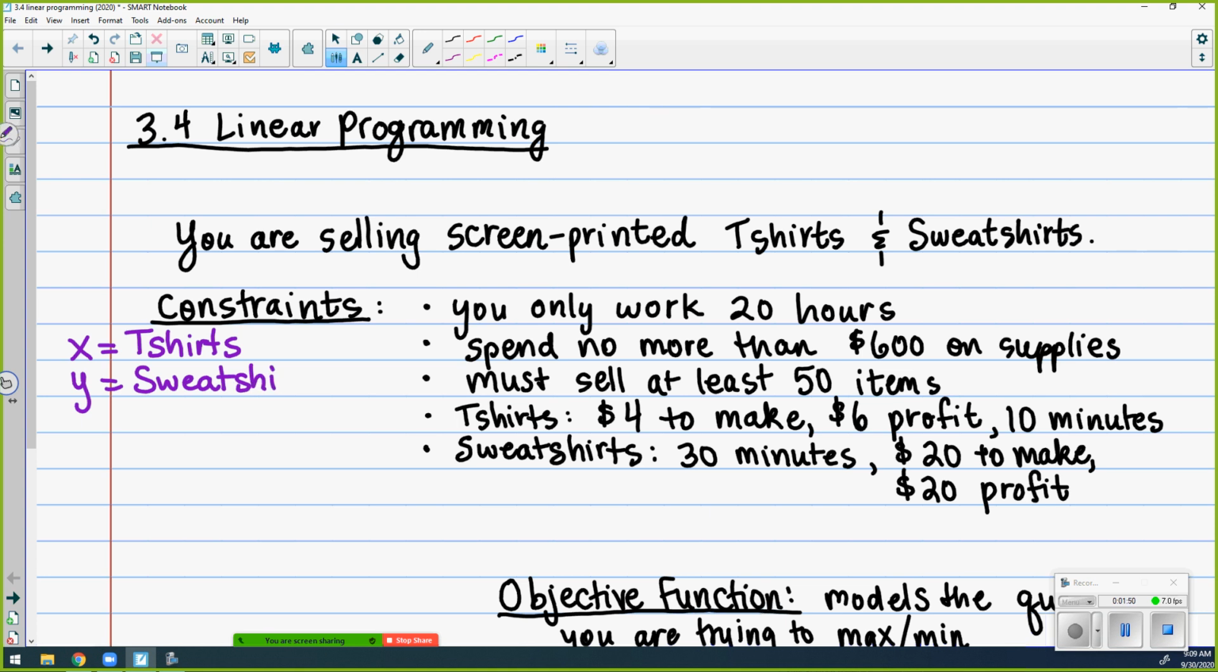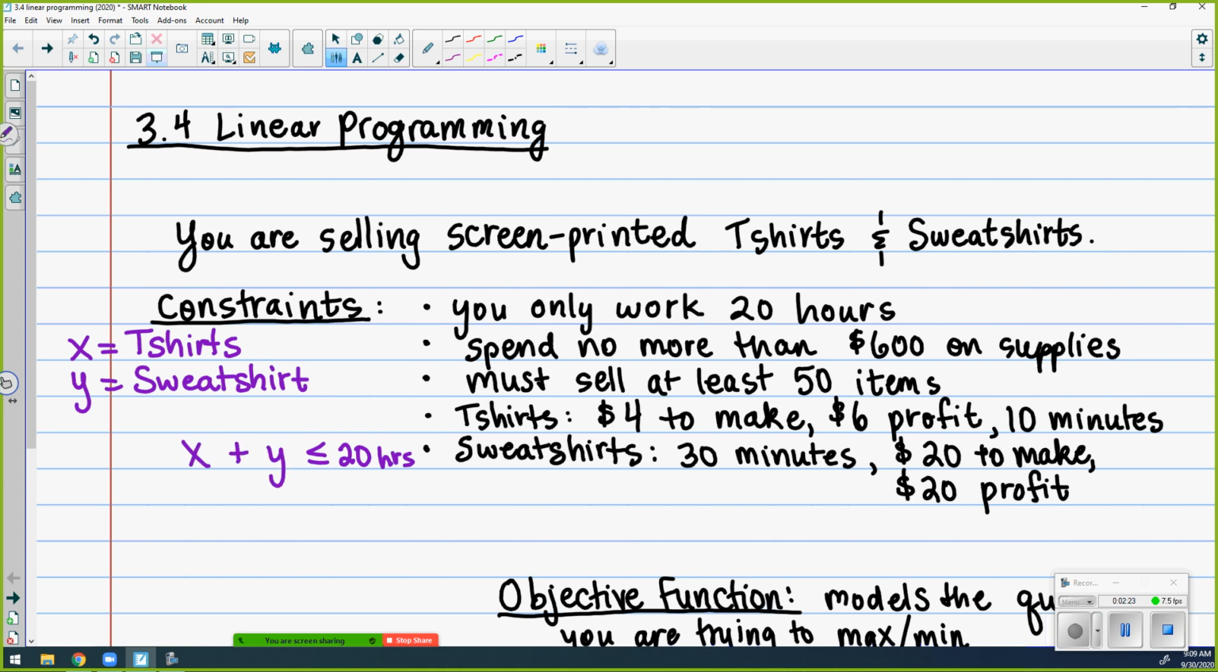If you don't have all of this already written down, pause the video and write down the constraints, as well as the situation. We're selling screen printed t-shirts and sweatshirts. All right, once you get everything written down, including all of these black bullet points, let's start with our inequalities. So X is t-shirts, Y is sweatshirts. Now it says we only have 20 hours to work. So that means we have less than or equal to 20 hours to make t-shirts and sweatshirts.